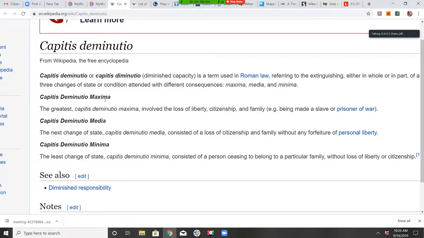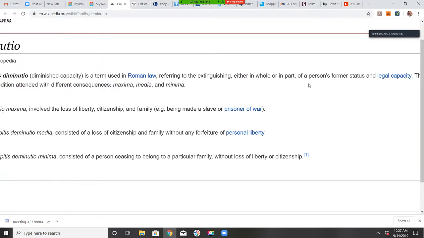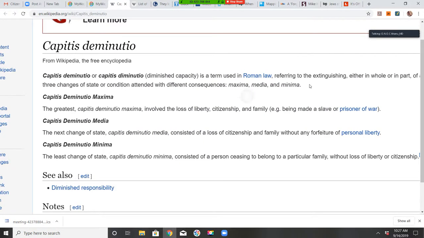Capitis diminutio maxima. This is referring to the extinguishing, either in whole or in part, of a person's former status and legal capacity.